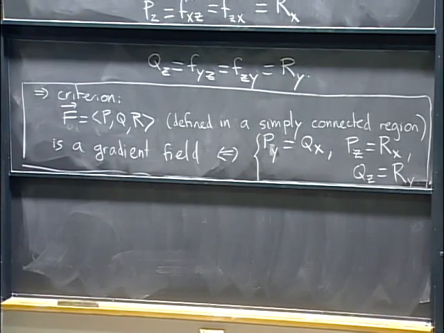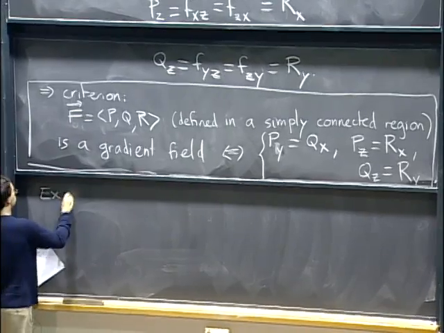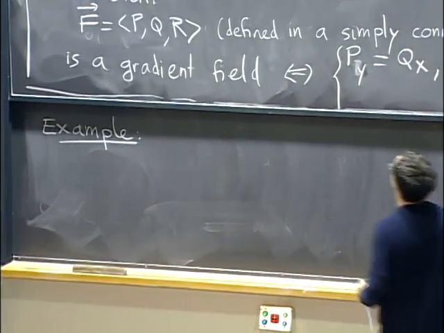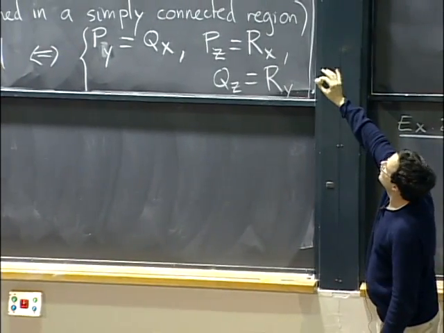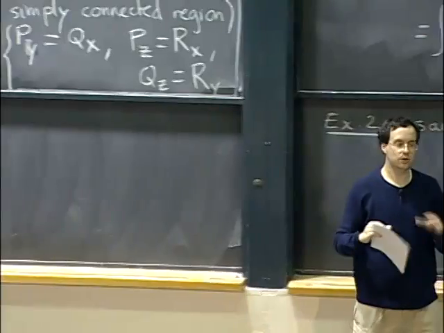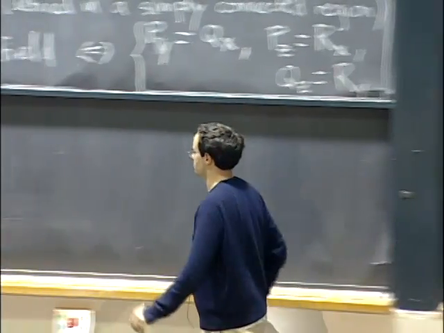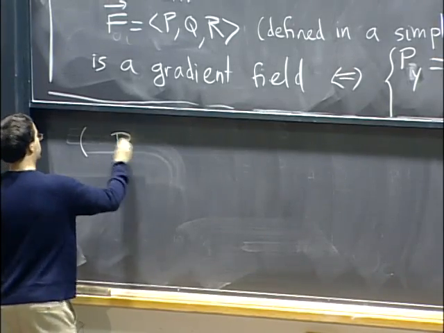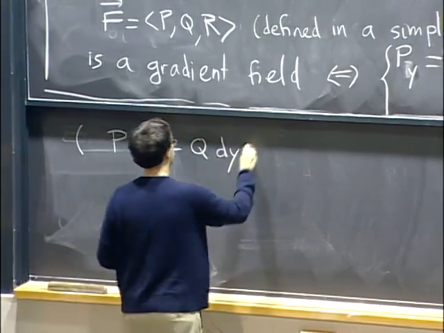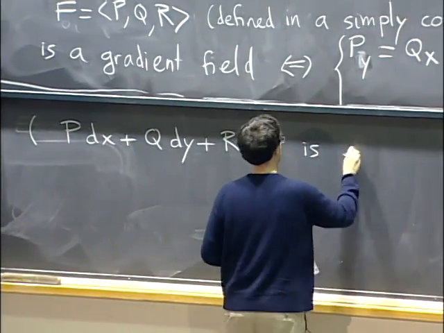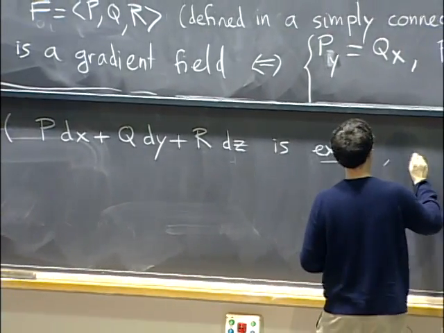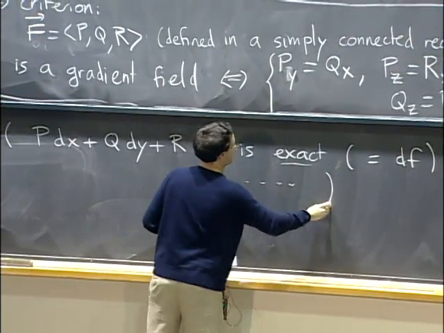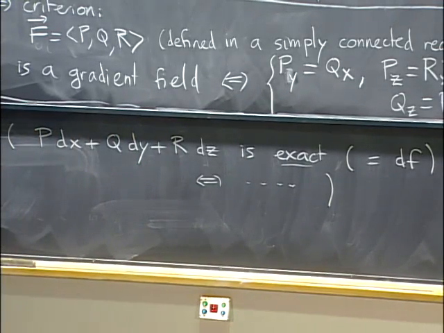That's pretty straightforward. Let's do an example just to see how it goes. Oh, by the way, sorry. We can also think of it in terms of differentials. So before I do the example, let me just say in a different language, if we have a differential given to us of the form p dx plus q dy plus r dz, it's going to be an exact differential, which means it's equal to df for some function f exactly under the same conditions. That's the same thing, just in the language of differentials.